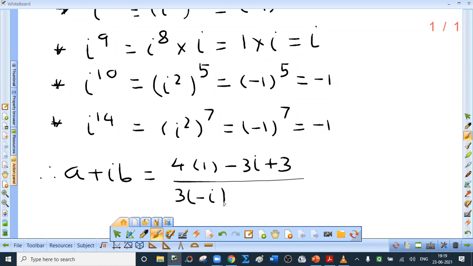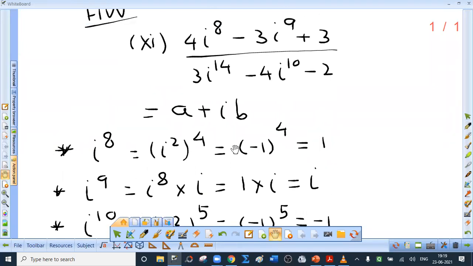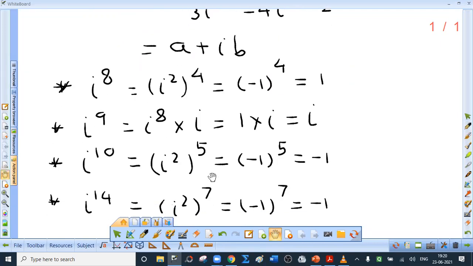Oh, I'm sorry. It is i raised to 11. Let me check. What about denominator? Is it 14 or 11? I'm sorry. It is not 14. Please make the correction. 3i raised to 11 it is. Now I have corrected that. So what about i raised to 11? I raised to 14 I have written, but it is of no use now. Let it be. Here I will write i raised to 11 is i raised to 10 into i. We have already obtained i raised to 10 minus 1 into i, that is minus i. Please make the correction. Denominator is 3i raised to 11. Rest part is correct.